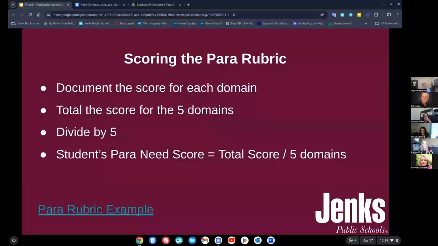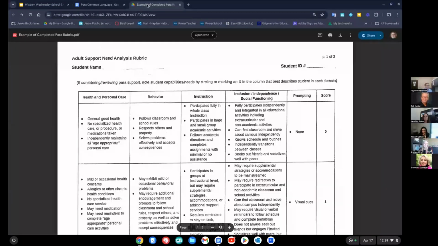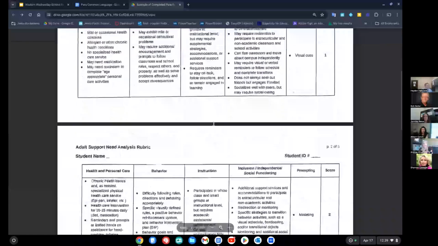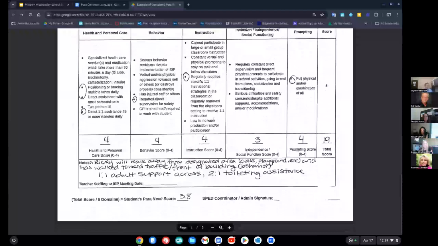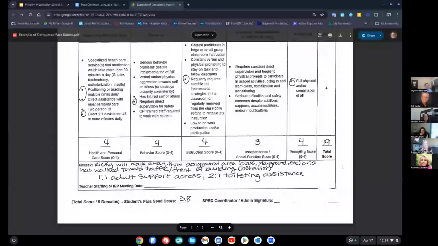Okay, thank you. So for scoring the para rubric, at the end of each column, there's a score. So you'll document the score for each of those domains. So you'll have 5 scores. You'll score the total and then divide by 5, since there's the 5 domains. And then that is that student's para need score. And again, we do these para rubrics throughout the year because support can change. And so the score is never just that student's score for the entire year and that's it.